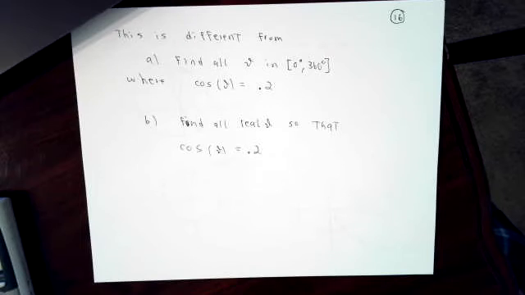That is a different question from these two questions. A, find all theta in the interval from 0 degrees to 360 degrees where cosine of theta is 0.2. B, find all real numbers theta so that cosine of theta is 0.2. I decided to go back to using degrees just for variety.